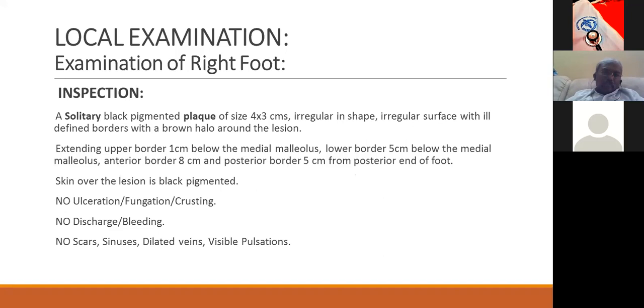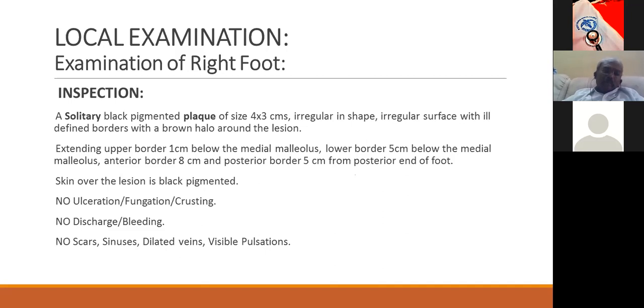Examination of the right foot. Inspection: a solitary black pigmented plaque of size 4 cross 3 centimeters, irregular in shape, with an irregular surface and an ill-defined border, with a brown halo around the lesion was seen, and the extent of the lesion. Can you tell what a halo is? So a halo is an area of depigmentation around the lesion. Okay, good. Go ahead.